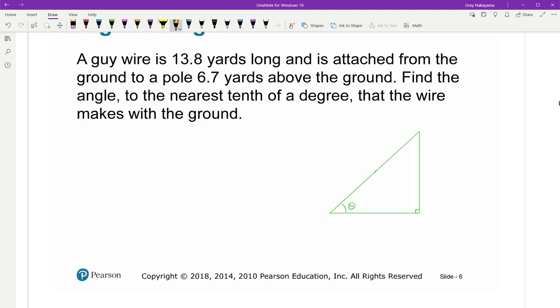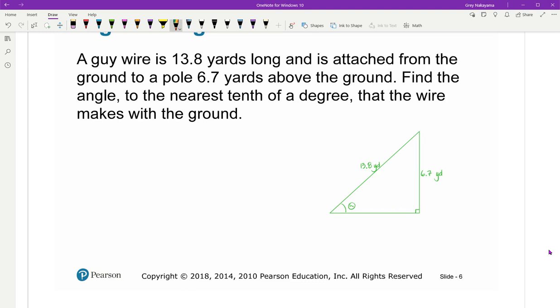We have a right angle, okay? A guy wire is attached to a pole. So I hope y'all can tell that my pole is going to be vertical to the ground. So it's 6.7 yards. The guy wire is not already on the ground. It's attached from the pole to the ground. So this represents my guy wire, that is 13.8 yards long. Find the angle. So I'm looking for theta to the nearest 10th of a degree.